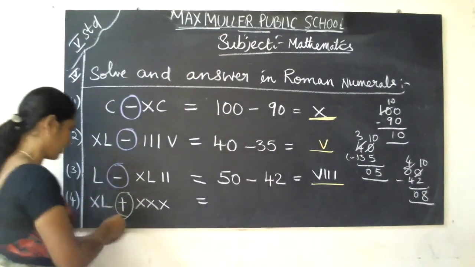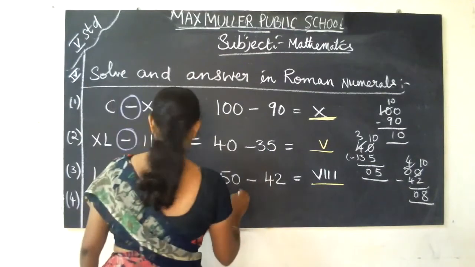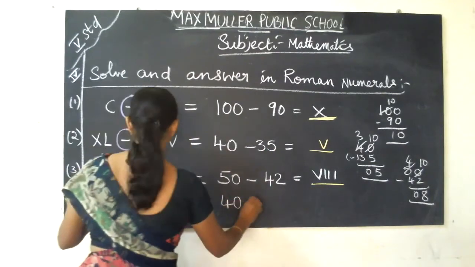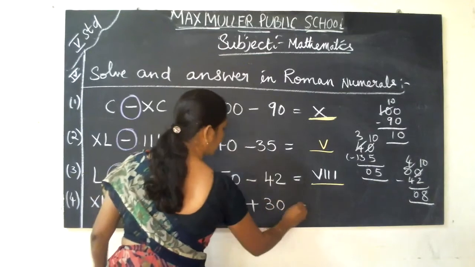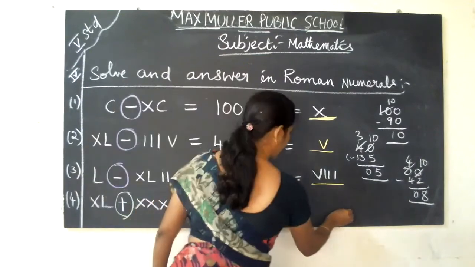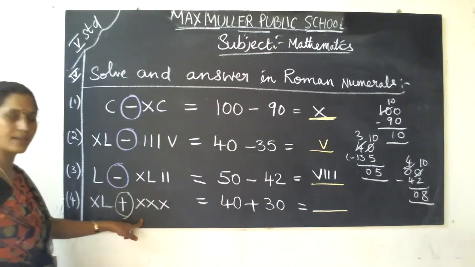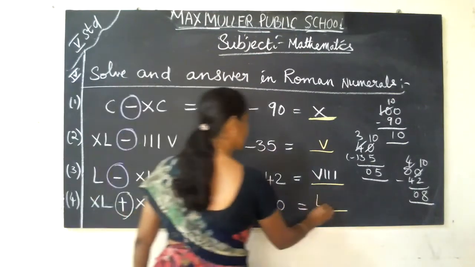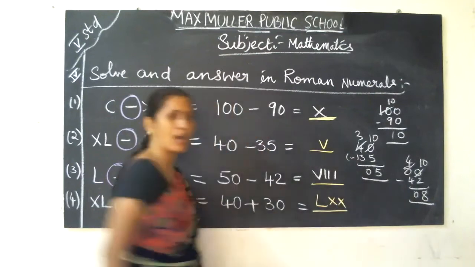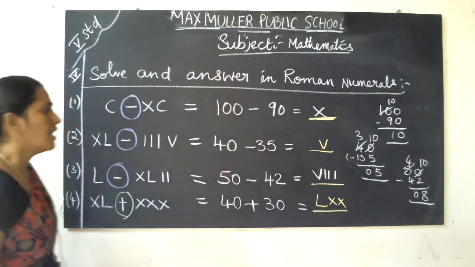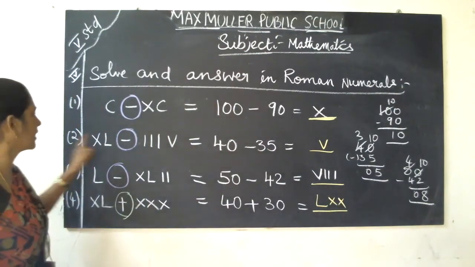Here they have given plus. So 40 plus 30 equals 70 is the answer. So LXX is the answer. Like this we have to see the sign properly.